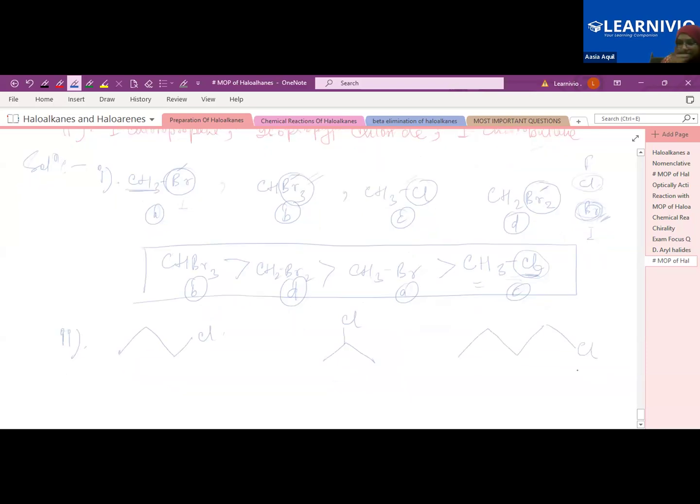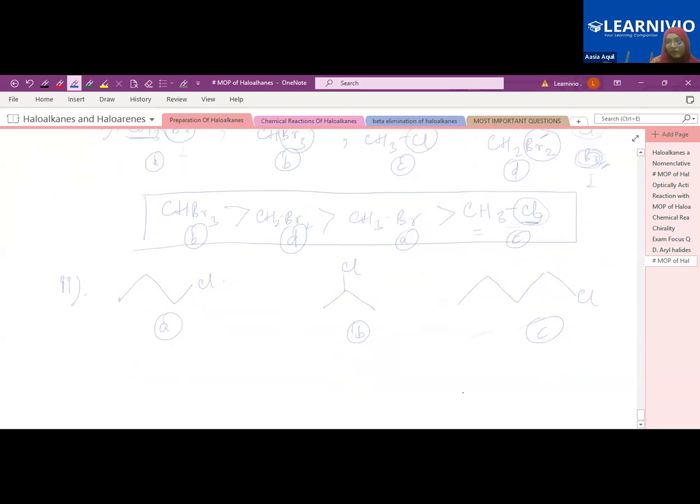Now see, this is the case in which the halogen atom is the same, right? So it depends on the number of carbon atoms in the alkyl chain. Suppose this is your A, this is your B, this is your C. Between A and C, the number of carbon in C is more. 1, 2, 3, 4 carbon, and here 3 carbon is there, right? So obviously this will have the higher boiling point. C. Okay, so C comes first.